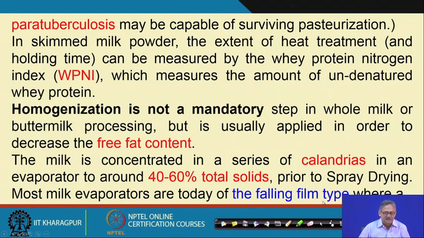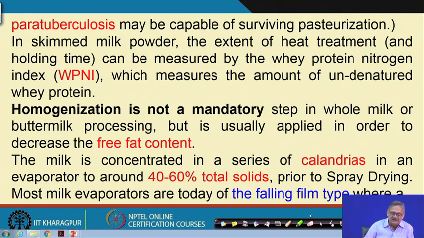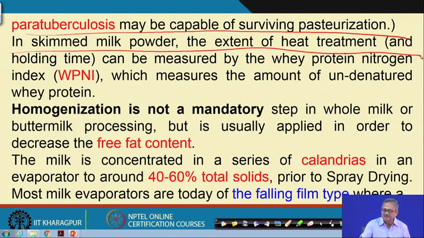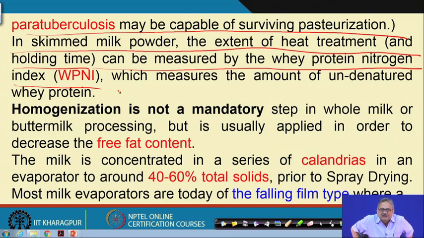Then that Mycobacterium paratuberculosis is there and may be capable of surviving the pasteurization temperature or process. In skim milk powder, the extent of heat treatment and holding time can be measured by the whey protein nitrogen index. Now, another term we are coming across is called whey protein nitrogen index or WPNI, right.